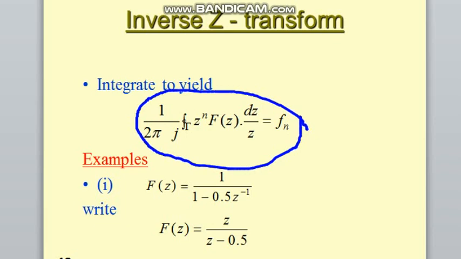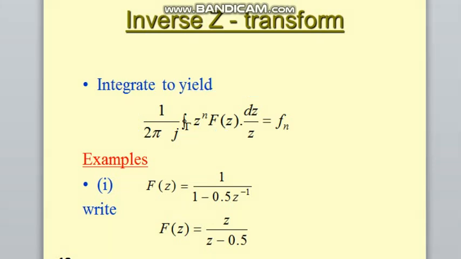That means 1 by 2πj times the integration over gamma, a closed contour. That means there is a contour point, and that will be a unit circle, or whatever else. z to the power n minus 1 F(z) dz, so we will get the f(n) function, that means the inverse Z function. So now there is an example: F(z) = 1 divided by 1 minus 0.5 z inverse.